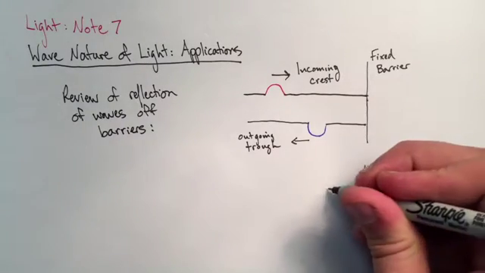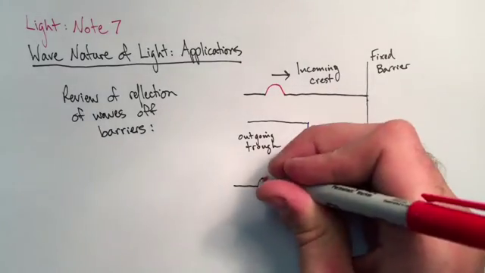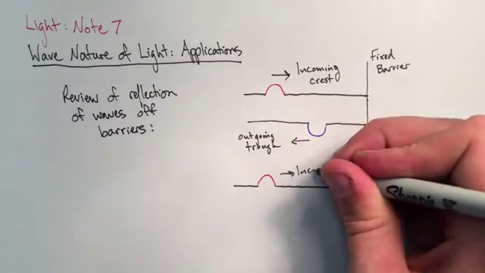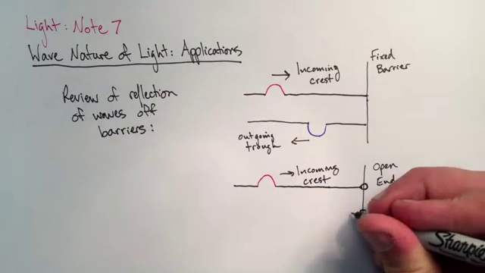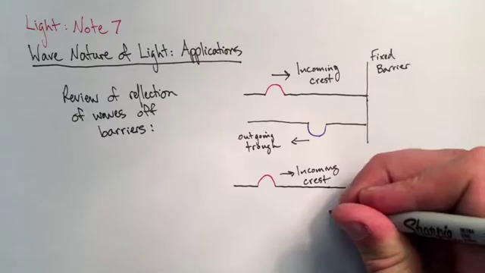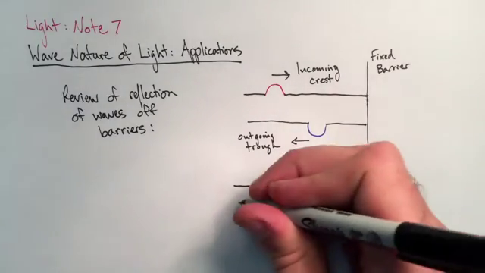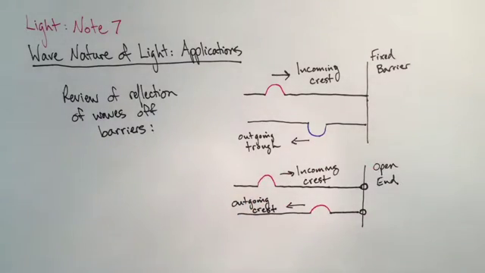On the other hand, if we have an open end, so that's going to be denoted here as a loose end where that end can move up and down that wall barrier. Let's say here again we have an incoming crest. If that crest hits the wall and bounces back, it's going to bounce back as a crest. We have no phase change if we have an open end.